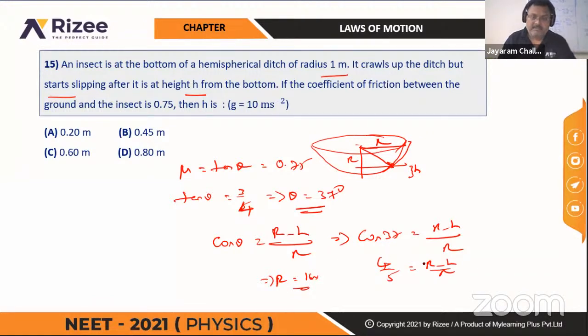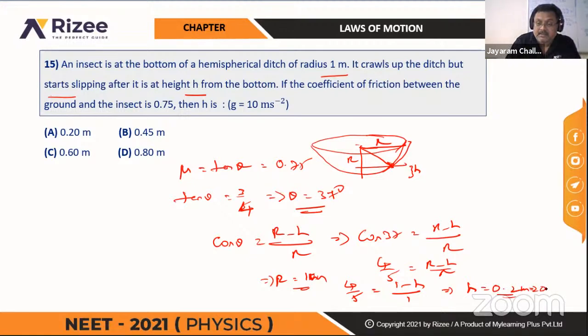Okay, so he's asking the height value. The radius is going to be 1 meter here. Substitute the value of the radius: 4 by 5 is equal to 1 minus h by 1, and solve this one. You will be getting h value equal to 0.2 meters or 20 centimeters. So this will be more comfortable, 0.2 meters, which is your first option.